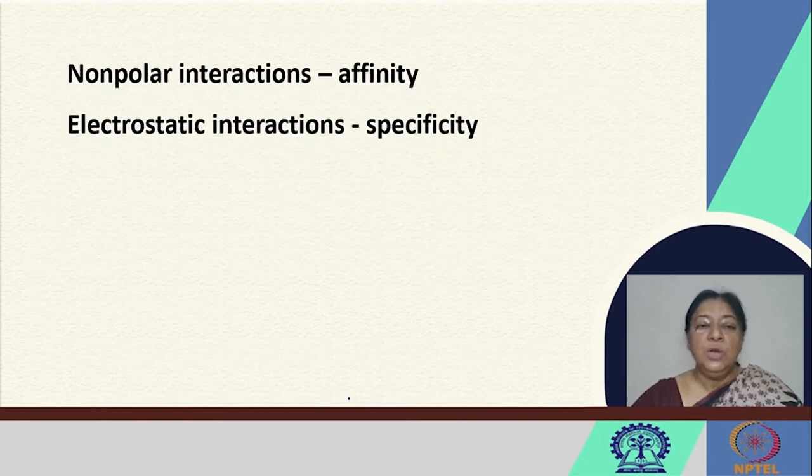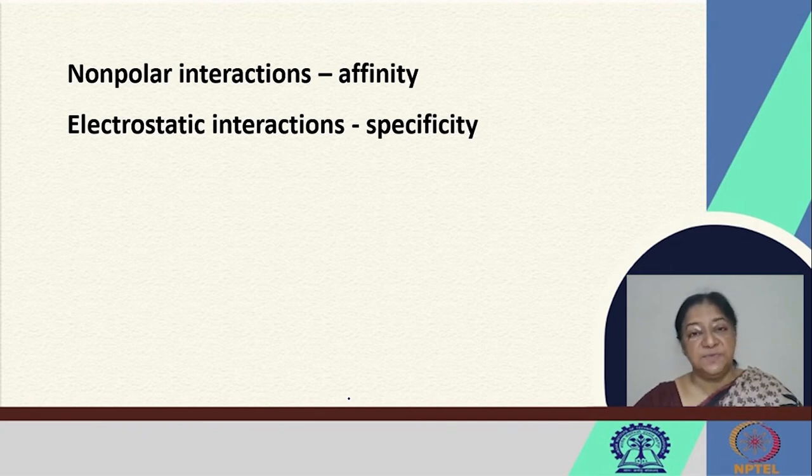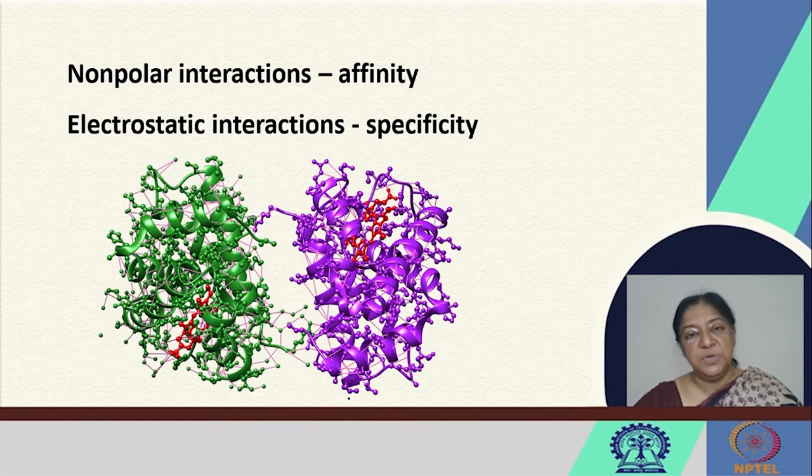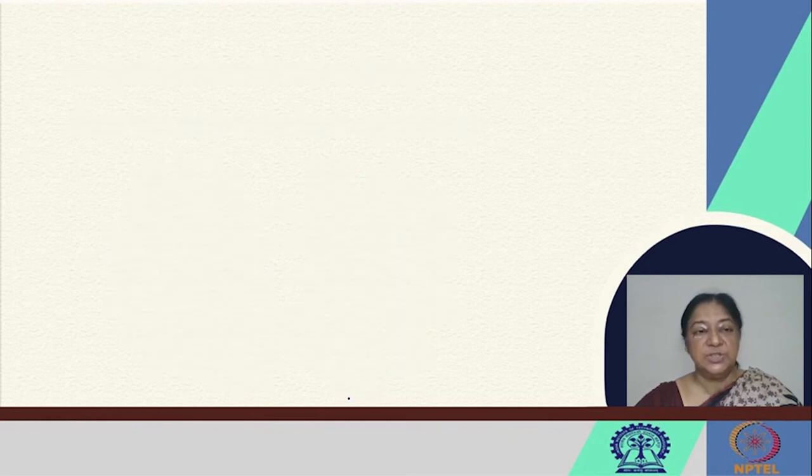When we're looking at the nonpolar interactions, we have the affinity. The electrostatic interactions bring about some specificity. Both of these are important in the complex formation that is going to bring these two protein molecules together. So the nonpolar interactions are going to give the affinity and the specificity, both of which are important in the formation of a protein-protein complex that is going to be a result of protein-protein interactions.